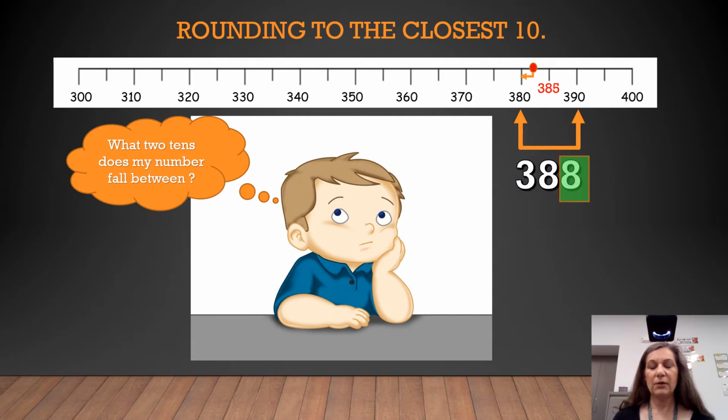So now let's take the number 388. Same number line. We're going to look at, where does that fall on the number line? It falls past the 385. So again, if we look at our ones digit, we know that 8 is greater than the 5 in the ones place. And since it's greater than 5, we're going to round up. It's 2 away from 390, but it's 8 away from 380. So it's closer to 390. So we round it to 390.